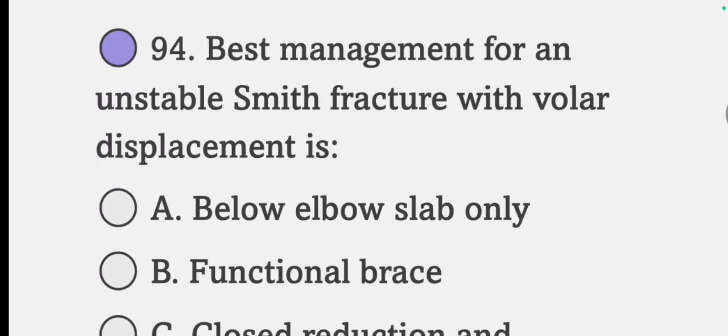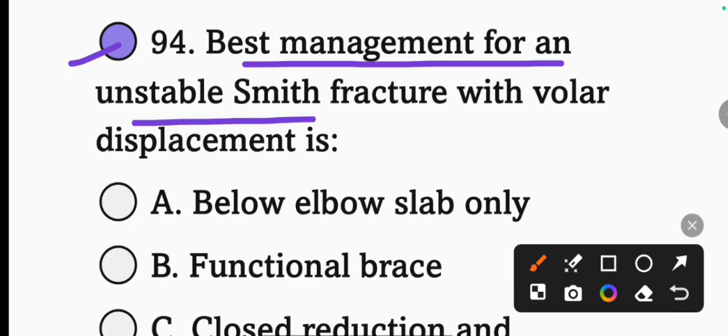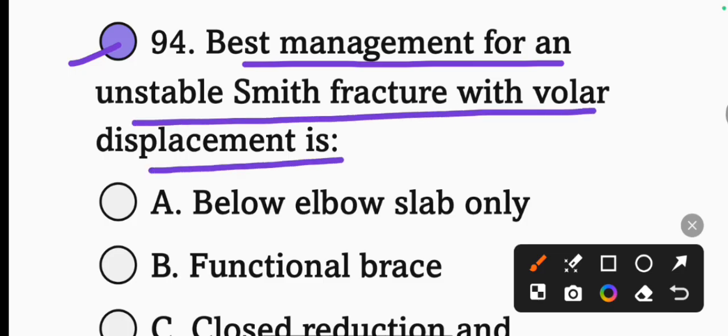So now come to 94 questions. Best management for an unstable Smith fracture with volar displacement. So the question is asking about an unstable Smith fracture.